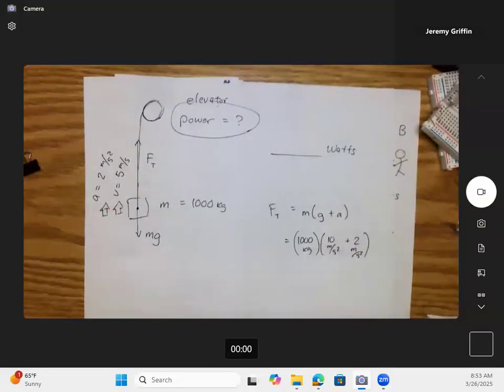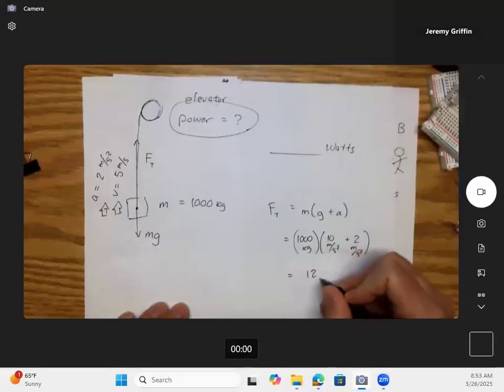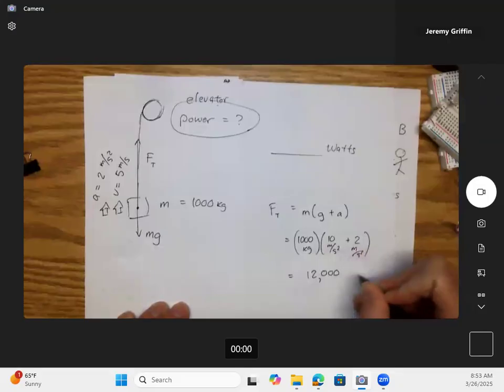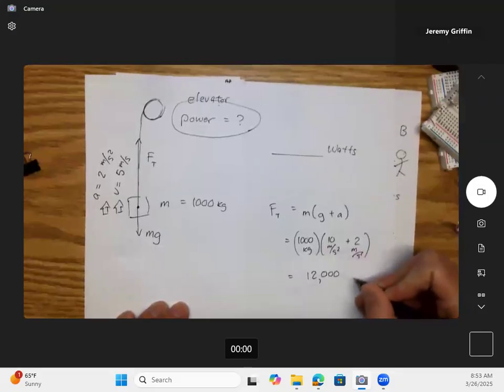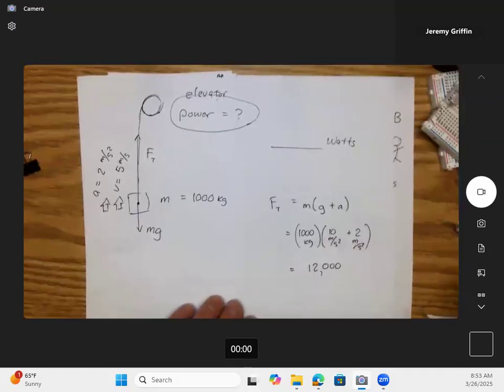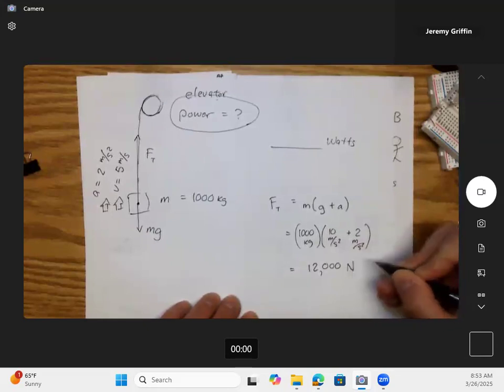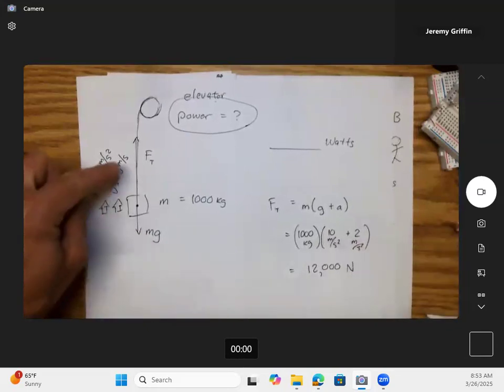Is that true? So 10 plus 2 is 12 times 1,000. Isn't that like 12,000? Guys, 12,000 what? What's the unit right here? Everybody look up here. You're about to get a big old AP exam in a couple of months. What's the unit right here? Newtons. Okay, so that's the tension of the cable.